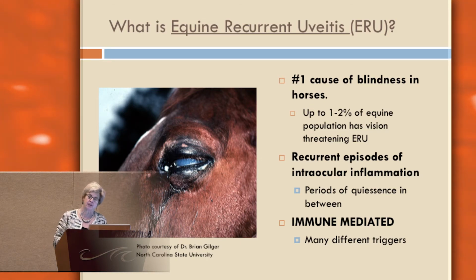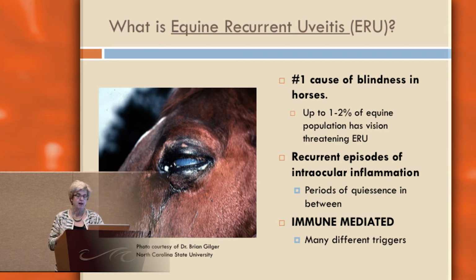Up to 1 to 2% of the equine population has vision-threatening ERU. We really don't know how many, but I do know from the database in my practice, and we're probably hovering around 1%. It's a little hard to get your hands on that, but that's probably realistic. Recurrent episodes of intraocular inflammation with periods of quiescence in between.